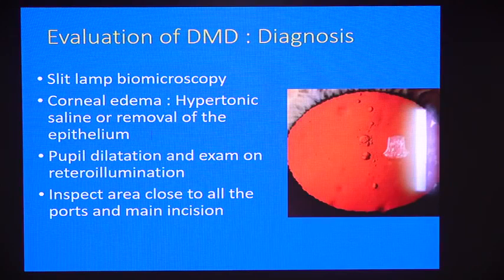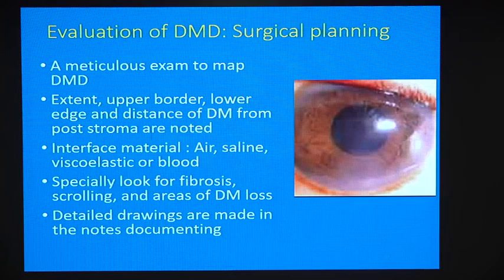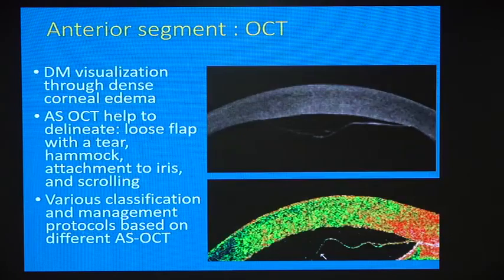Slit lamp examination is very important. If corneal edema is there, you can always put hypotonic saline, or you can remove the epithelium to see it, and then examine on retroillumination, which will give you more idea about the extent of Descemet's membrane detachment. Then you need a detailed workup also. How much is the extent and what is there in the interface? If you look carefully, you can always map out the extent of the Descemet's membrane detachment.